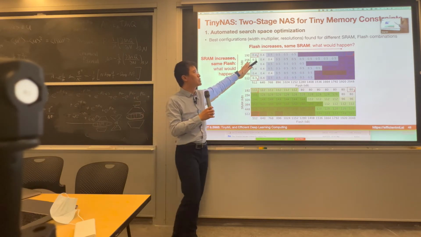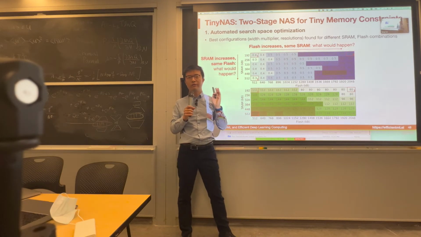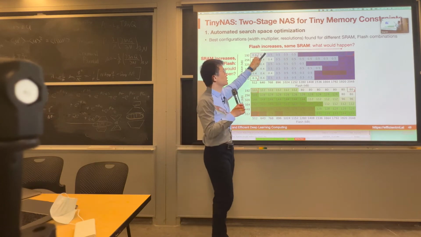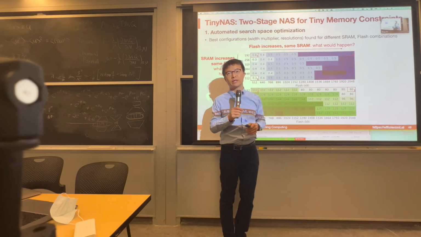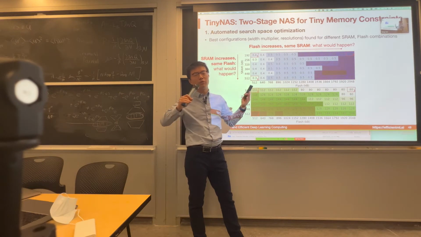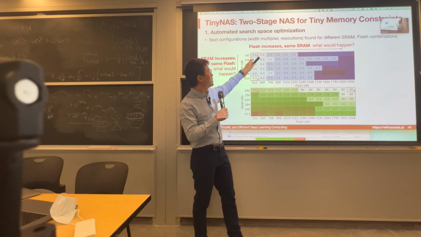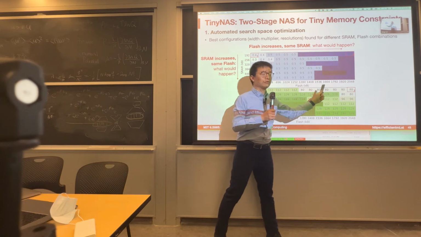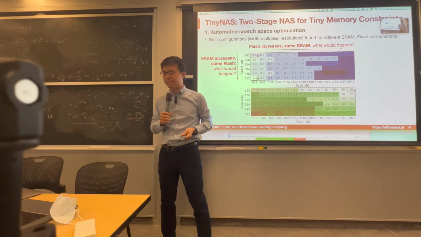Right, the width multiplier is dependent on the flash. Since we have larger flash, we can fit a larger model, therefore we want more channels. So we increase the channel width multiplier from 0.4 to 0.8. But increasing the number of channels also means we will require a larger amount of SRAM if other things stay the same. However, we have the same SRAM, therefore we can only decrease the resolution so that we can still fit within the same amount of SRAM.